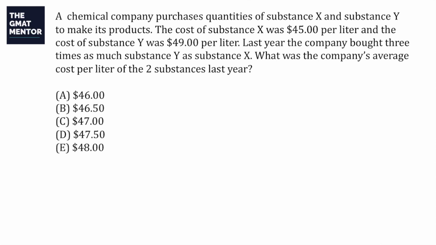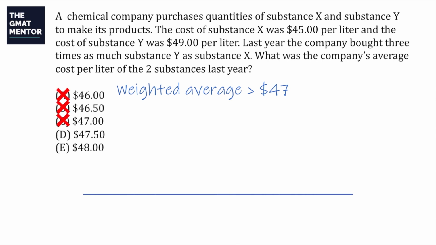First, make sure you understand the setup. It's asking for an average cost per liter, but you know it's a weighted average because there's 3 times as much of one of the substances as the other. And because there's more of Y than X, you know the average price must be closer to $49. In other words, the weighted average must be over $47. So right off the bat, you can eliminate choices A, B, and C.